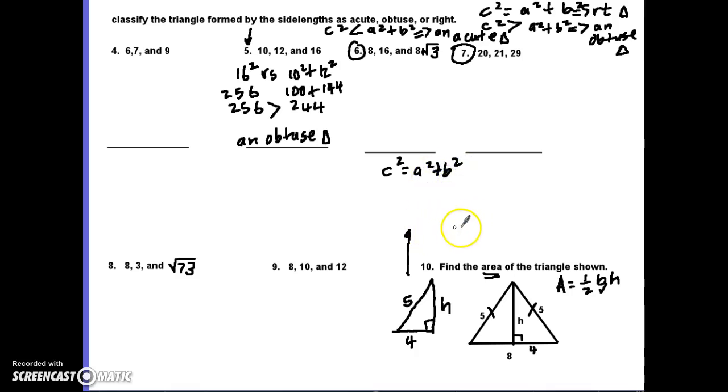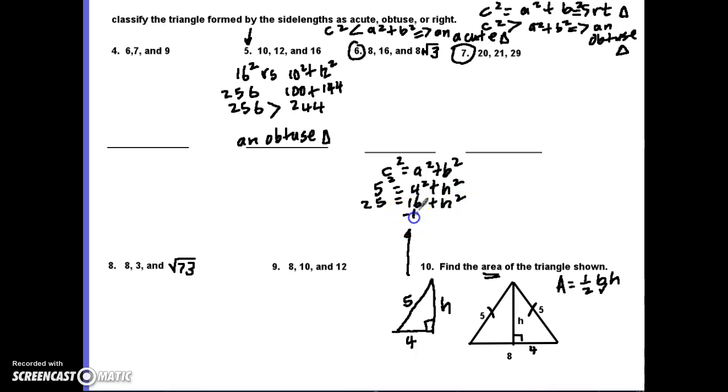Now let's properly discern which is the c. Is it going to be the 5, the 4, or the h? And I trust you're just shouting, oh, it's the 5, it's the 5. Yes, that's the hypotenuse, so that's 5 squared. It's going to be equal to 4 squared plus h squared. All right, 5 squared you know is 25. 4 squared you know is 16 plus h squared.